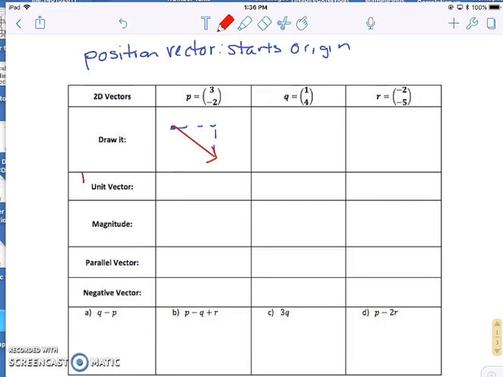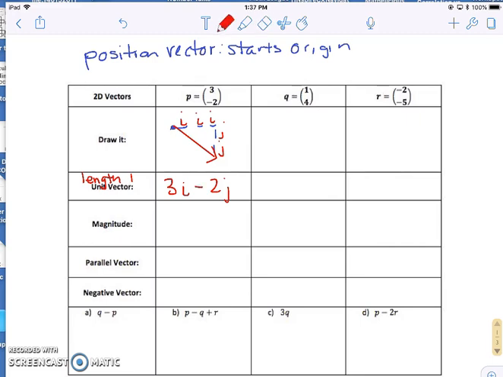Unit vectors. Unit vectors have length 1. And it just means i stands for our x movement and j stands for our y. So if we look over here, this is like saying we go over 3 vectors of length 1 and we go down 2 vectors of length 1. So in unit vectors, this would be 3i plus 2j. Excuse me, that would be minus 2j.